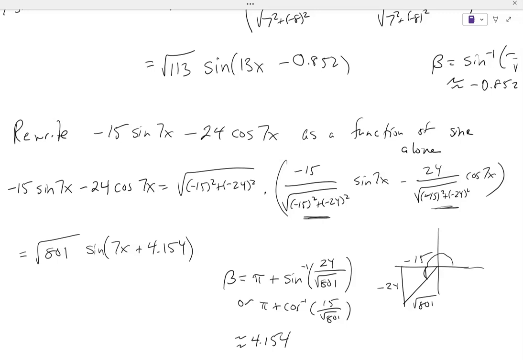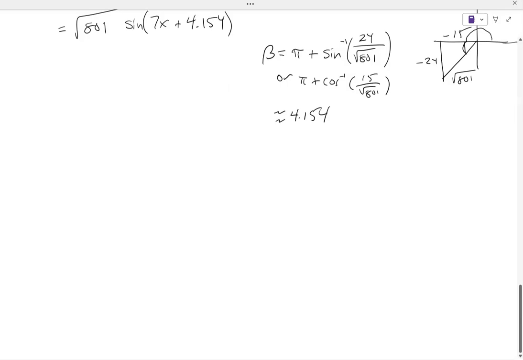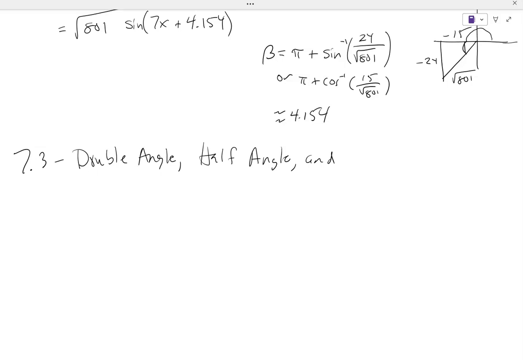So that was all in section 7.2. I guess we have one more section to talk about, which is 7.3. 7.3 was double angle, half angle, and the product of sum formulas.